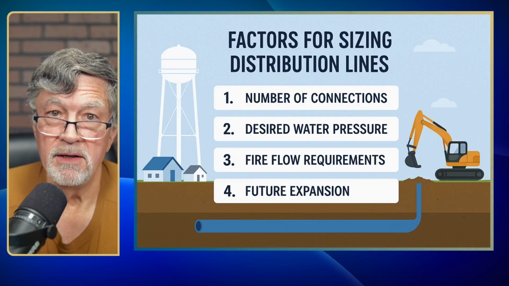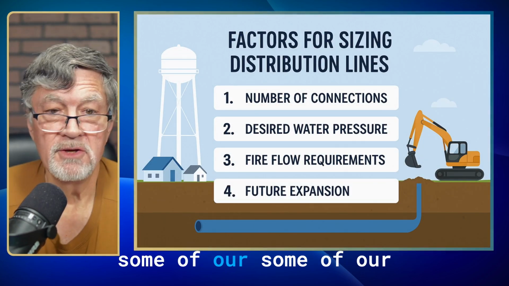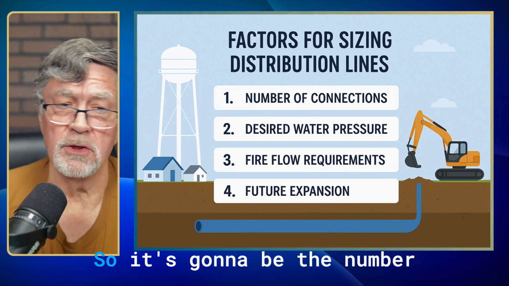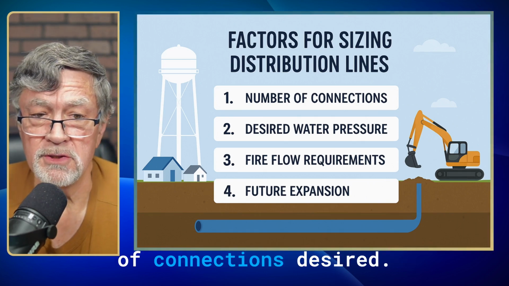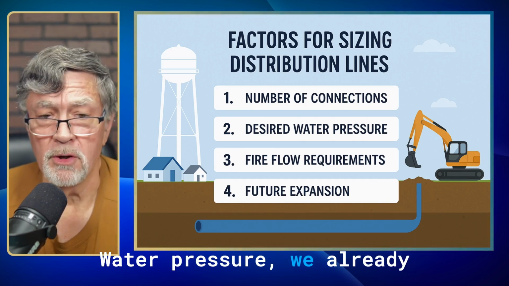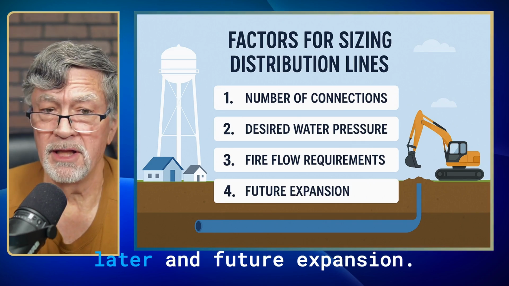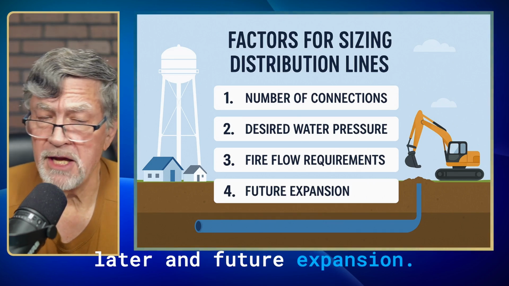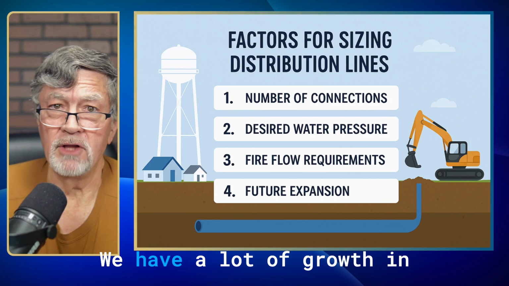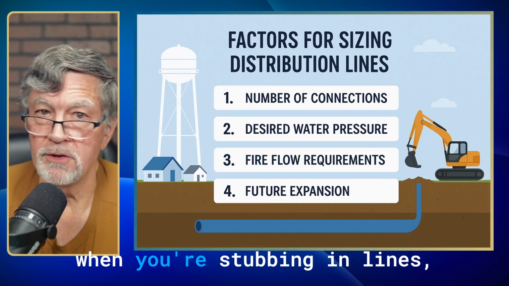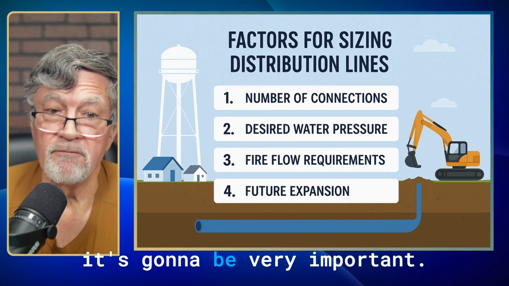Next, here are some of the factors we look at for sizing distribution lines. So it's going to be the number of connections, desired water pressure, we already talked about that a little bit, fire flow requirements, we'll talk about a little bit later, and future expansion. We all know we have a lot of growth in our different areas, and you need to plan for that because when you're stubbing in lines, it's going to be very important.